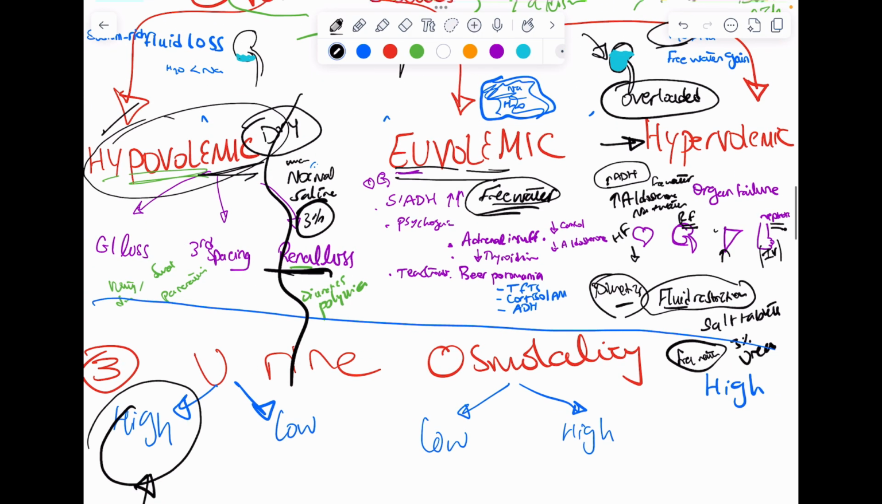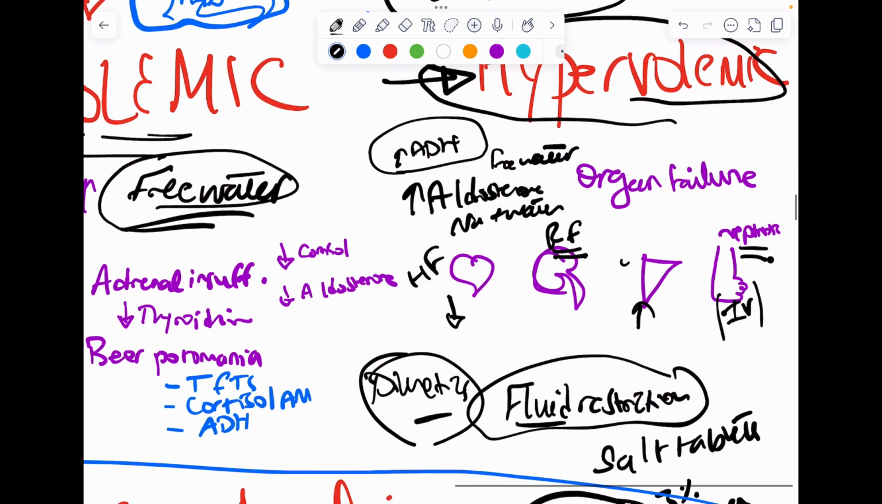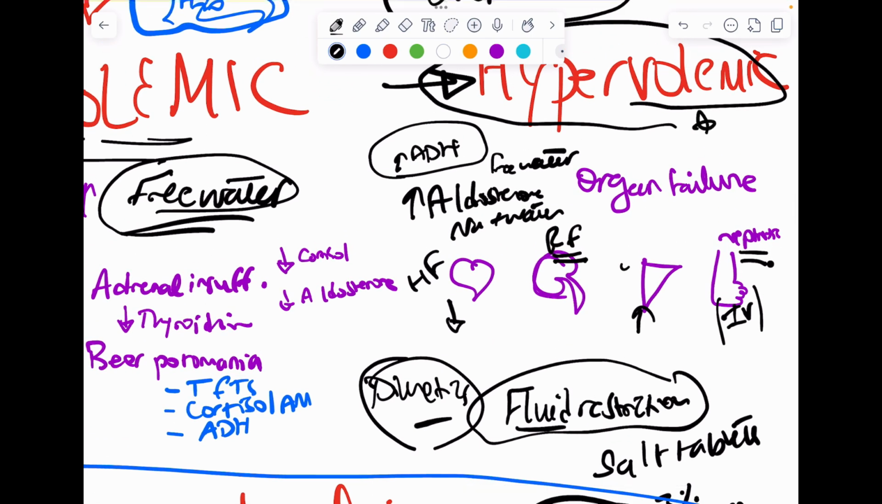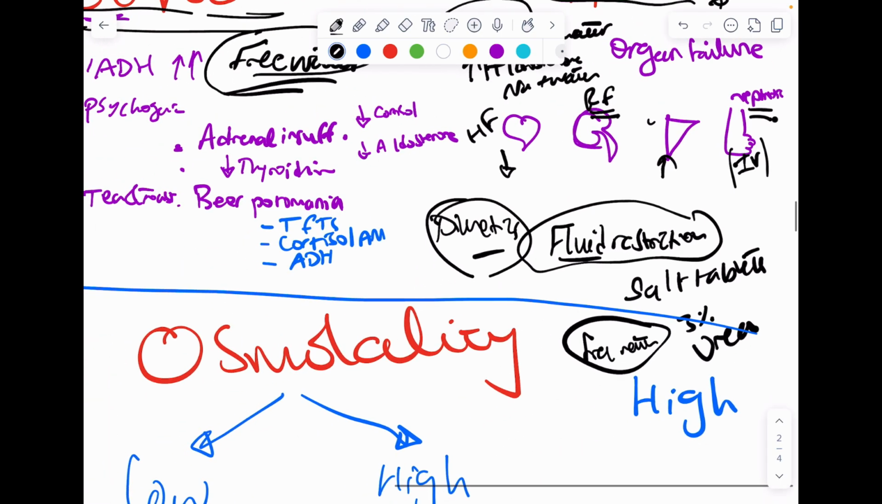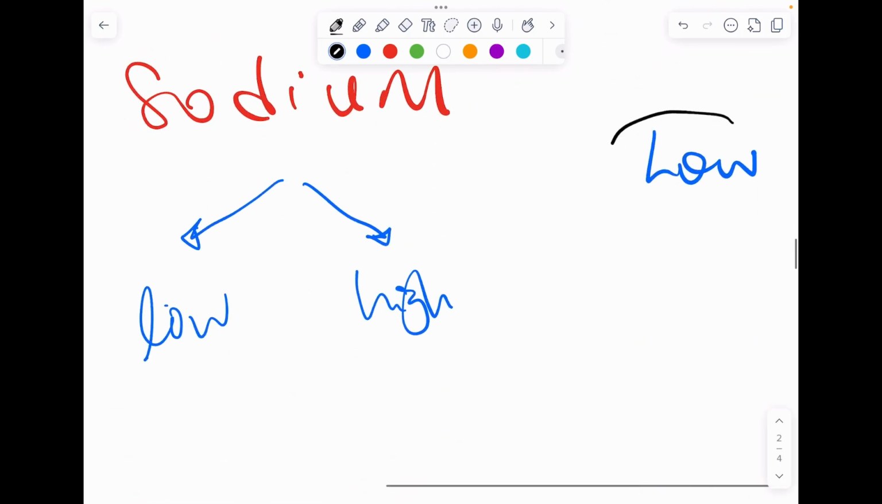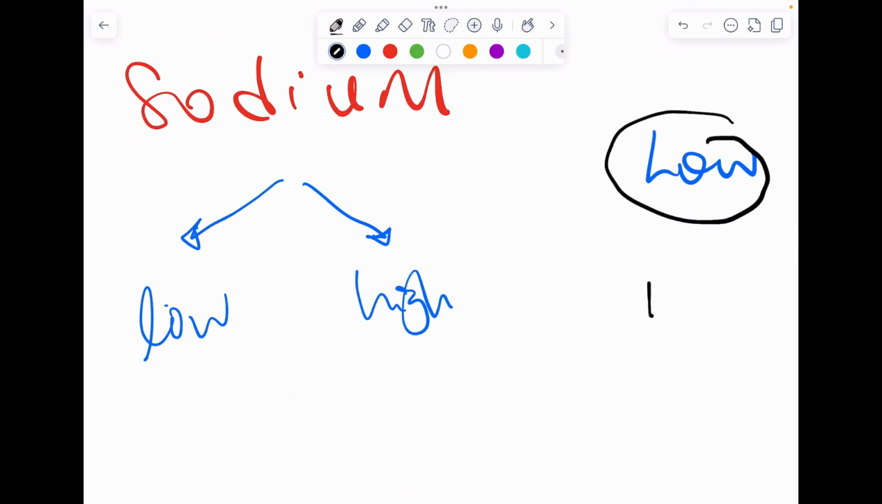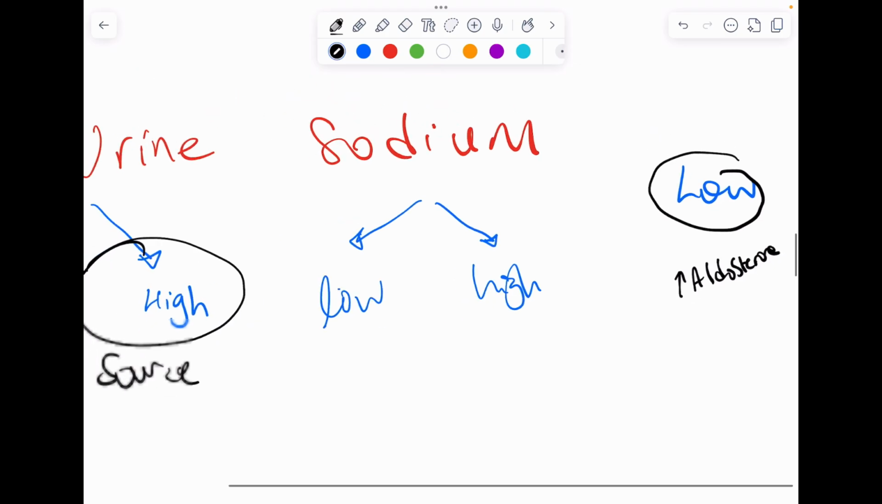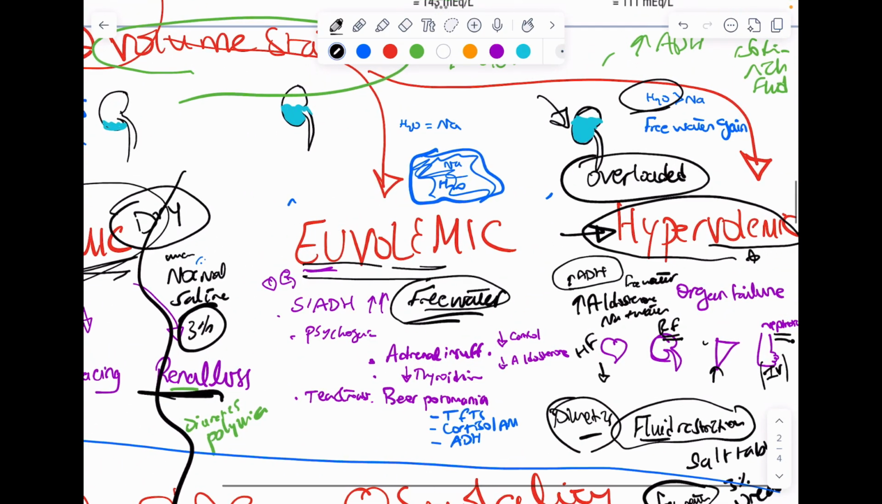So now we're done with the hypovolemic part. Let's go to the hypervolemic part. We said that in these cases, usually there's a high aldosterone because of low renal blood flow. So in these cases, we also expect high urine osmolarity and low urine sodium because aldosterone is super high and active. Perfect. Now to the euvolemic type.